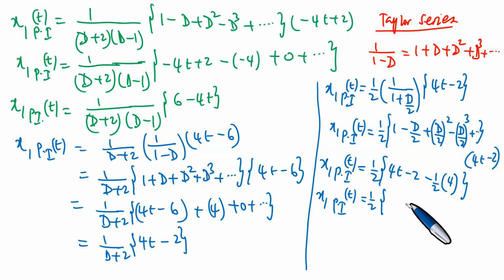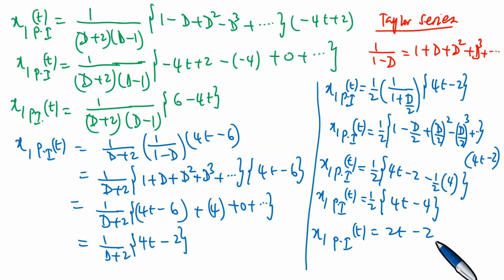Okay, let me see here. So, yeah, you have 4t minus 2t, rather, minus two, which is minus four. And therefore, the result is that x1, the particular integral of t, is twice t minus two. Okay, so we got the particular integral, but we also got the complementary function, and hence we have the general solution.